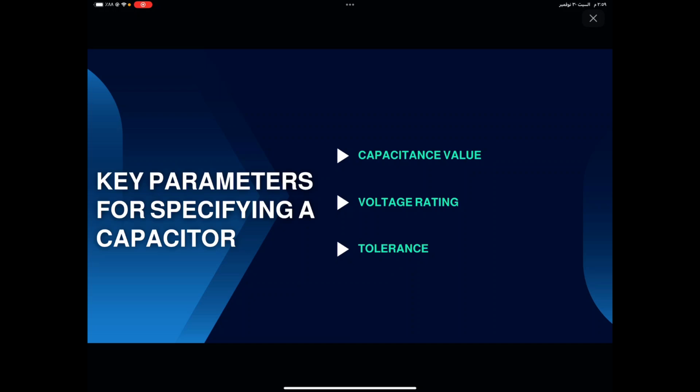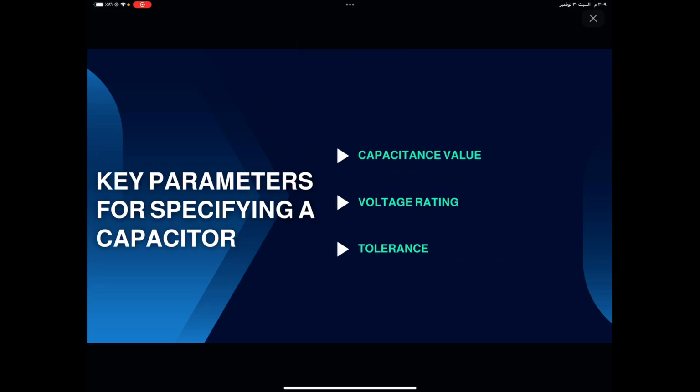For example, capacitors with high capacitance are usually used in applications that require an energy source, such as power supplies. And smaller capacitors, which have a smaller capacitance, are used in applications that need frequency filtering. So it is important to know the right capacitance for the right application.